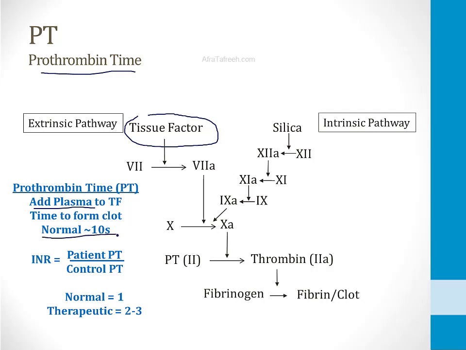Now the PT is often converted to something called the INR, or the International Normalized Ratio. To calculate an INR, you take the patient's PT and divide by a control PT, and normal INR is 1, and therapeutic on a drug like warfarin, for example, is about 2 to 3.